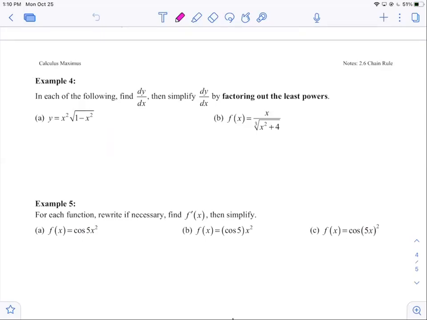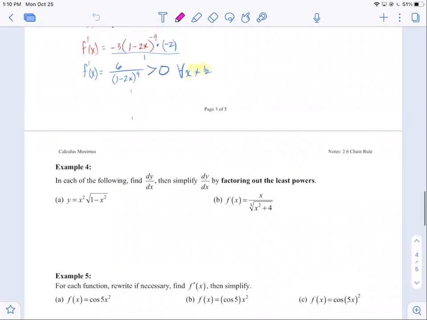All right, so now we're back to finding derivatives, and the algebra that we're going to learn on this one is going to be like the perfect dessert for the lunch that you just had. Okay, let's try it out.